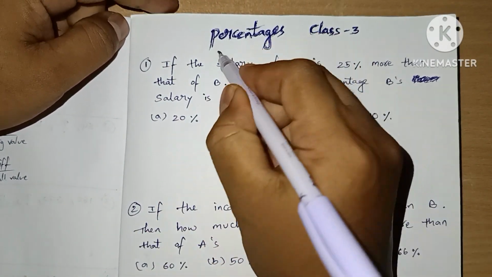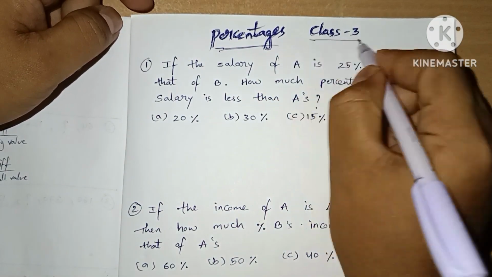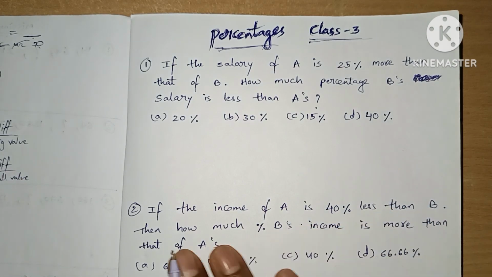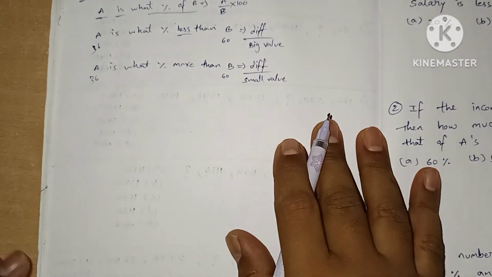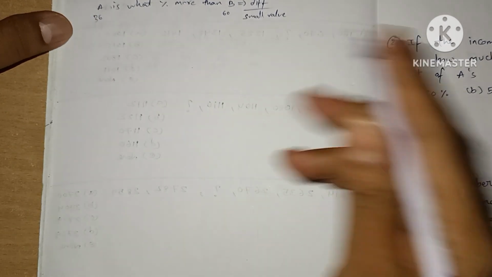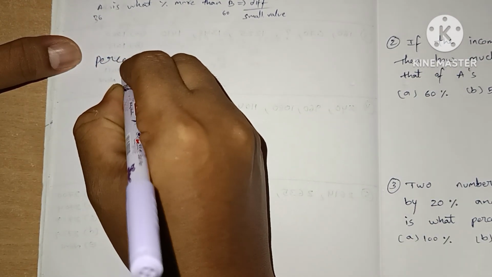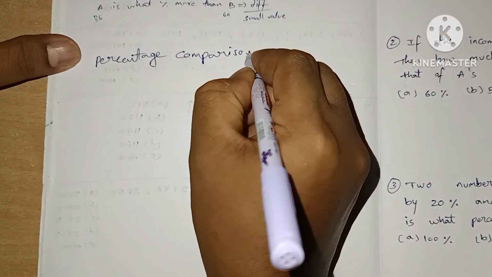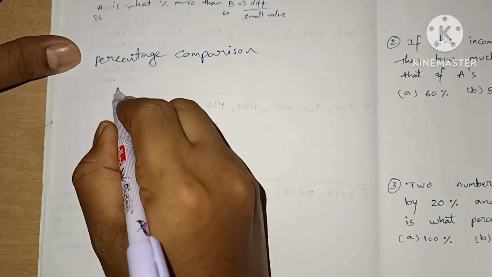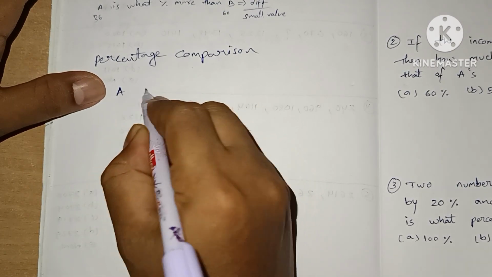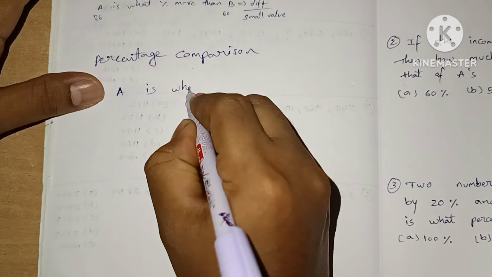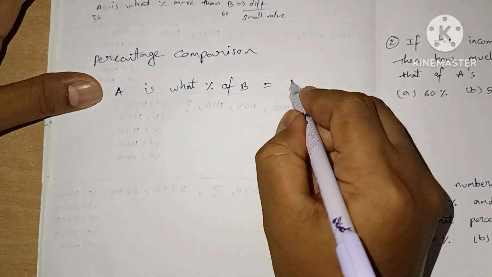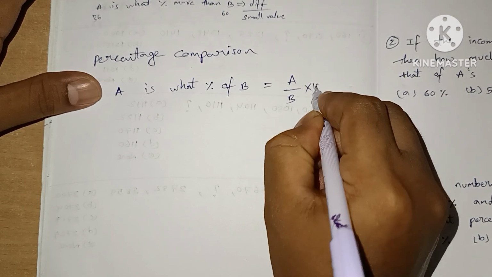Today we are going to see the topic called percentages class 3. Before going to solving our questions, we are going to know three most important formulas about percentages comparison. The first formula is, if it is asked about A is what percent of B, then the answer will be A by B into 100.